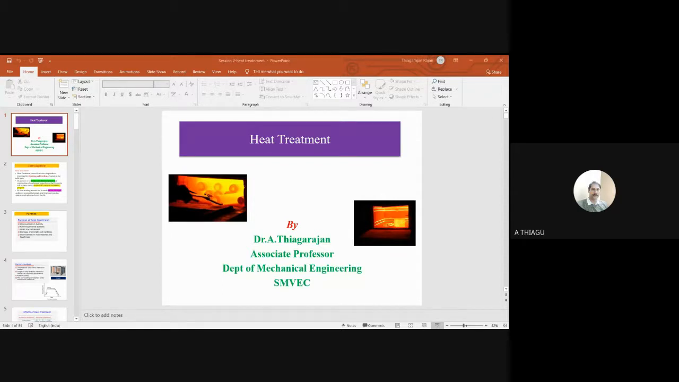So the first stage is heating, the second stage is holding. How long you hold your material is the stage where the microstructure modification happens. Based upon the time only, the structure will be modified. And the last one is what type of cooling or quenching will be used. This is one of the major processes involved in the modification of the mechanical properties.